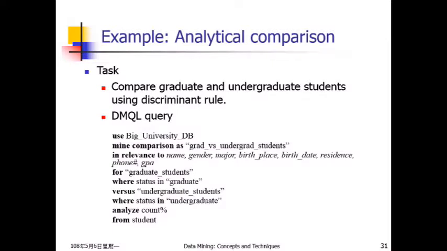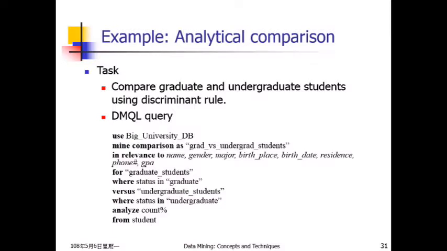whether they are graduate or undergraduate students. So if you want to compare those two, then what's the relevance to the comparisons? This includes the name, gender, major, birthplace, birth date, residence, phone number, GPA, etc. Okay, so for the graduate students, you can find their status was marked as graduate. And now you want to compare with the undergraduate students. So now the undergraduate students, their status were marked as undergraduate.